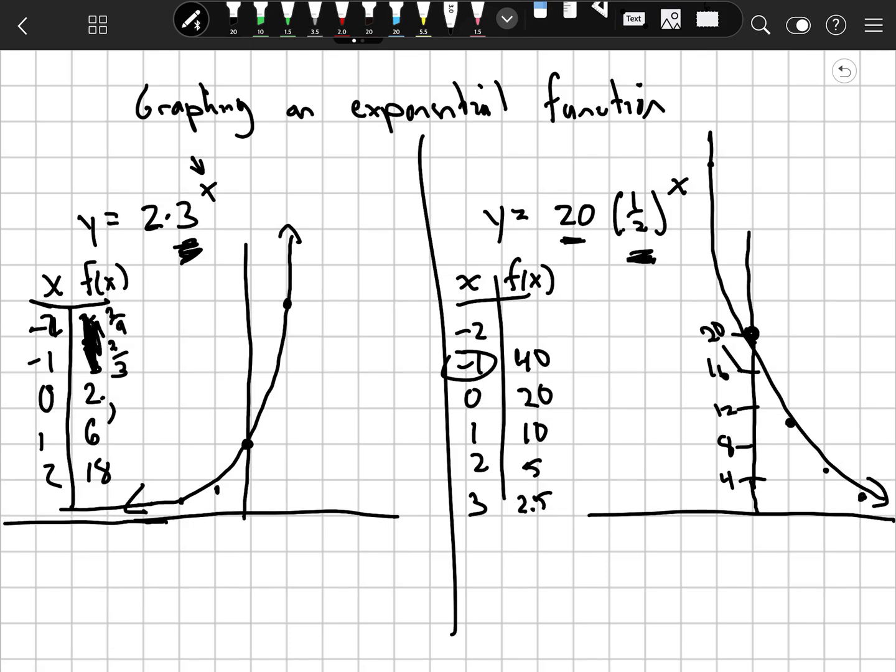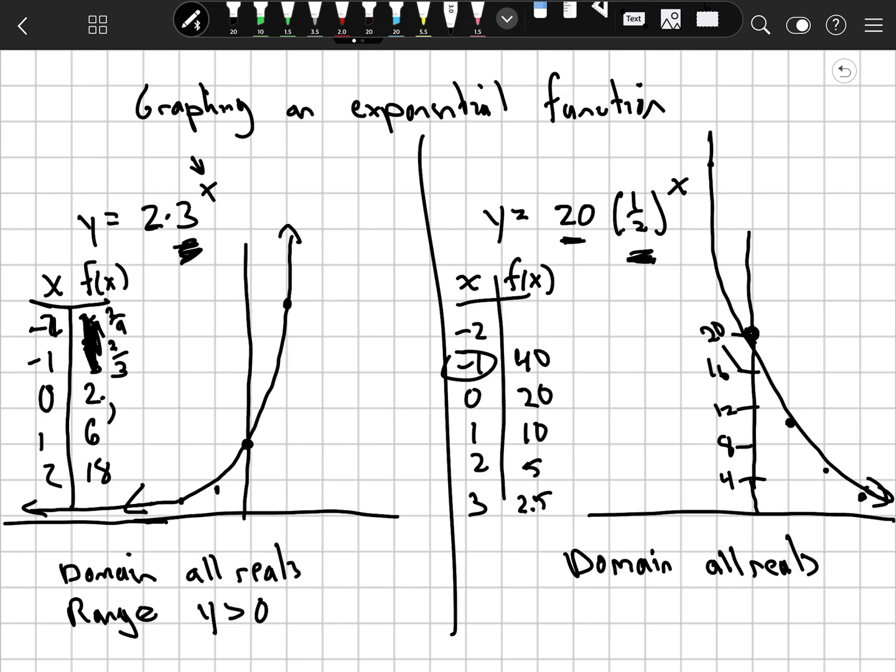Okay, both these graphs have asymptotes. They both get closer and closer to the x-axis. And if we wanted to write the domain and range, what our possible inputs and outputs for this graph would be, the domain is all real numbers, but the range, you're not going to have negative numbers, so y would have to be bigger than 0. Same thing for this one. Domain, all reals, and the range, that's your outputs, y has to be bigger than 0.